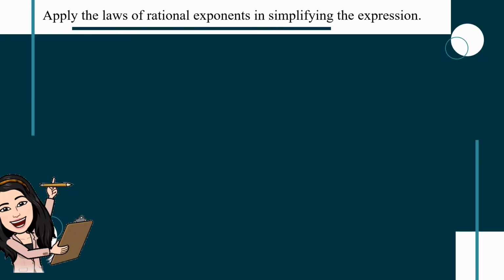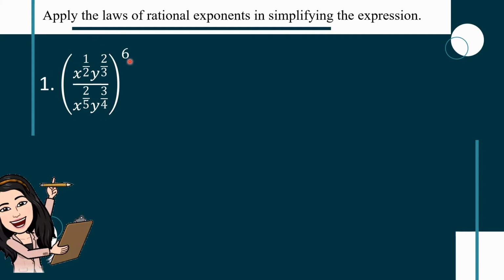Applying all that we have learned from our previous discussion, let us now apply the laws of rational exponents in simplifying the following expression. So this will help you in answering your learning task number 2, letter B. Let's say, for example, we have the number 1 given. We have x raised to 1 half, y raised to 2 thirds, divided by x raised to 2 fifths, y raised to 3 fourths, all raised to the power of 6.